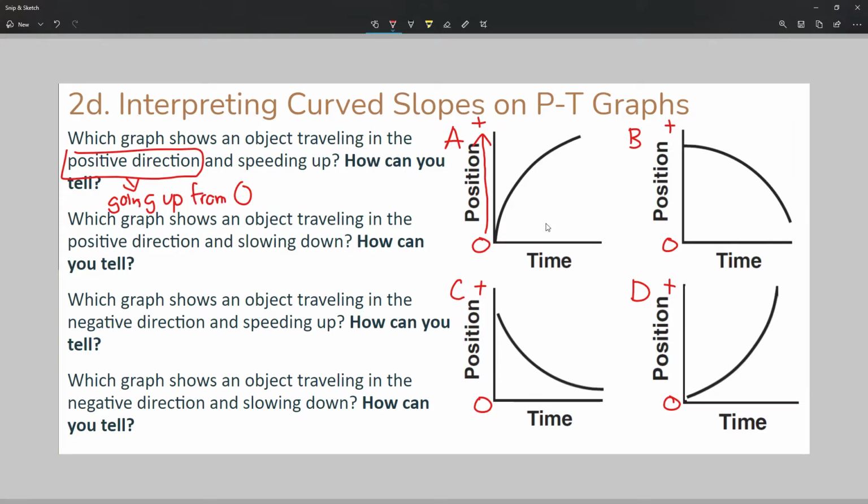And so which one shows you speeding up? Although A and D show you traveling in the positive direction, only one of them shows you speeding up. The one that shows you speeding up is actually graph D, because in graph D you see that the object is starting from rest. So it's speeding up, and you can tell because it's starting from rest and the line curves.